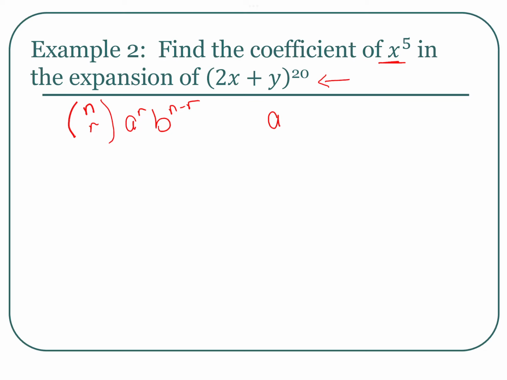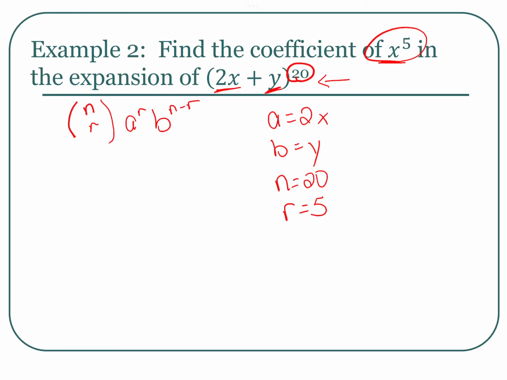Our a, again, is always what's first, so our a is 2x. Our b is what's listed second, so our b is y. And then our n is 20, it's whatever's right here, 20. And our r is what we have right here, our x to the 5th, so it's going to be 5.